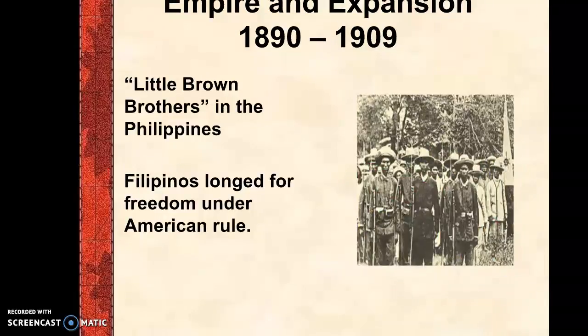Next slide. Little brown brothers in the Philippines. Philippines longed for freedom under American rule. The Philippines would continue to be an American colony until after World War II in 1946. And one of the reasons the United States eventually got involved in World War II was to liberate the Philippines after the Japanese had taken it over early in the war. Next slide.